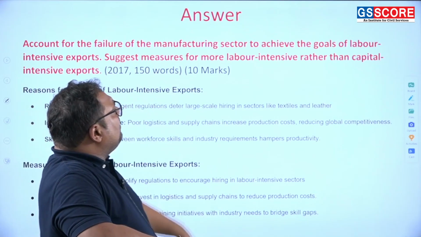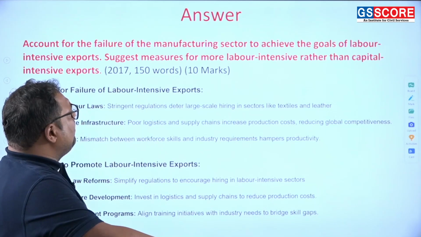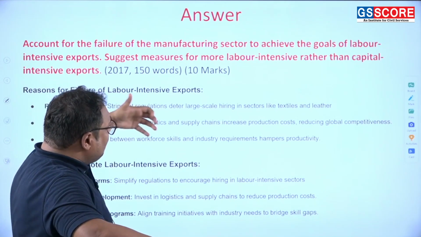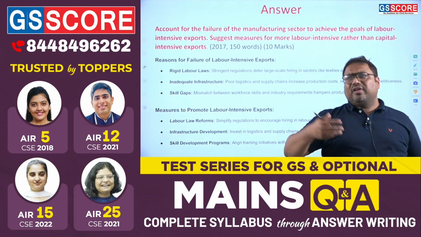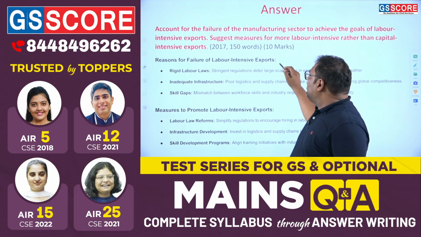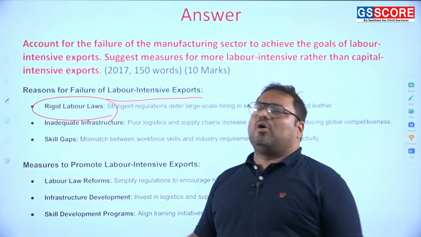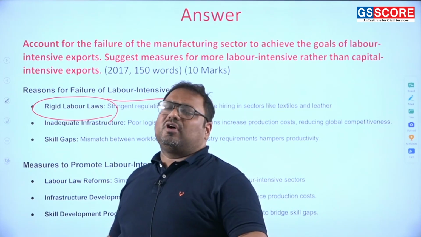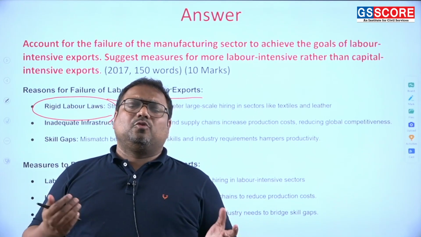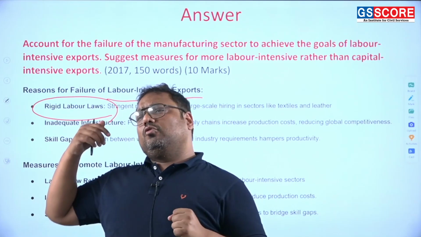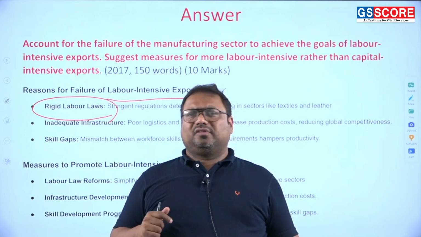So the failure of the manufacturing sector in labor intensive exports, and the measures for labor intensive exports that we can make. First of all, in the first part, reasons for the failure. Why are we not able to make labor intensive exports too much? One of the biggest problems is rigid labor laws. Our labor laws are too tough. They are very, very rigid. As a result, Indian companies do not want to hire much labor. They want to move far away from the process where too much labor is required.